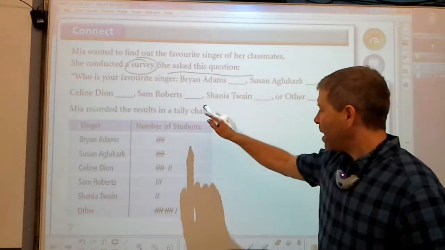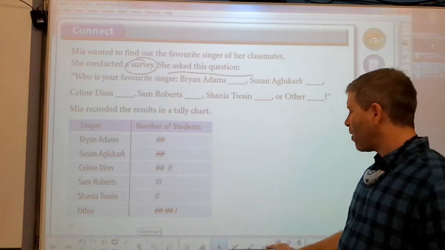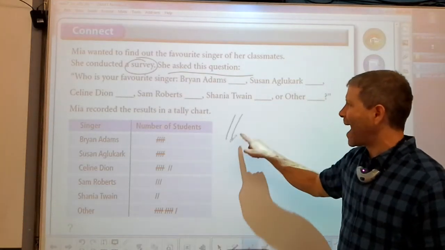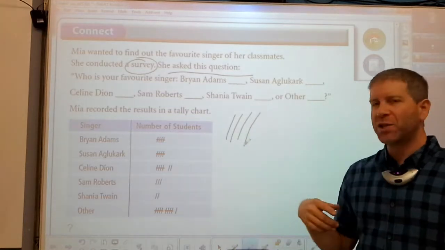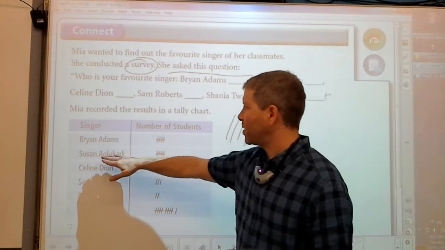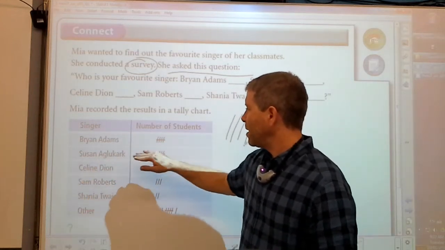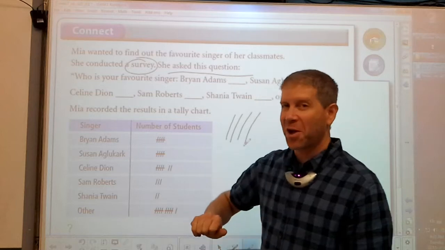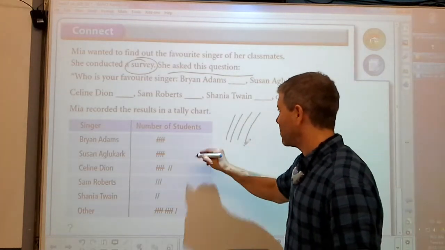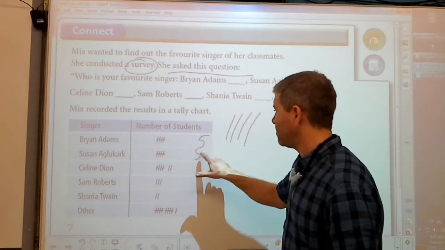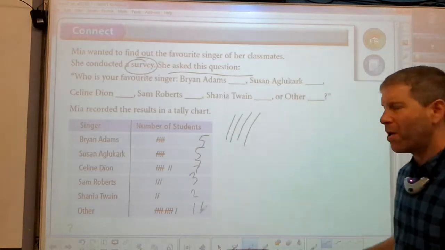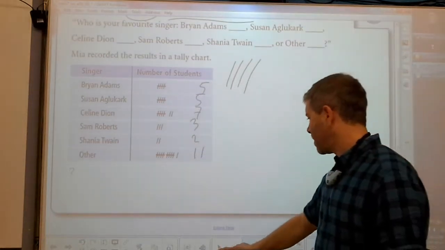Then she's going to record her results. We call this a tally chart. Each one of these little ticks over here is a tally. Each tick represents one student who answered. So for Bryan Adams, there were 5 students who answered that was their favorite. 5 for the next one, Susan A. I'll just call her Susan A. Celine Dion, 7 students. Let's write the numbers here: 5, 5, 7, 3, 2. And for other, 11 students responded that was their favorite.